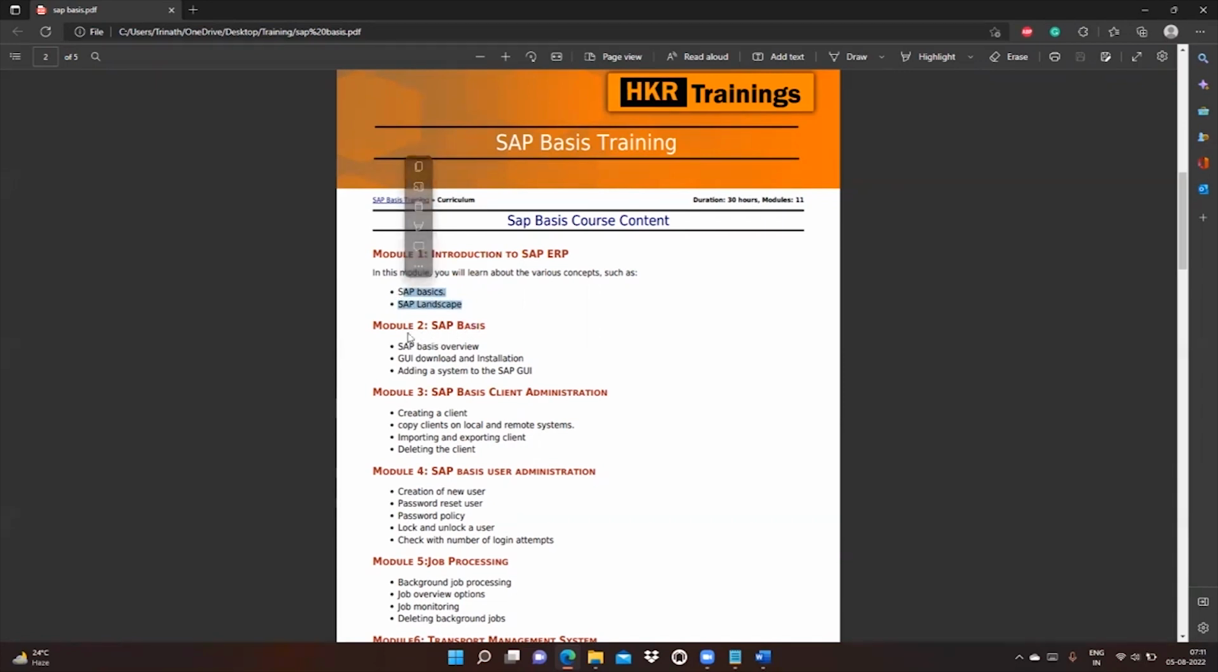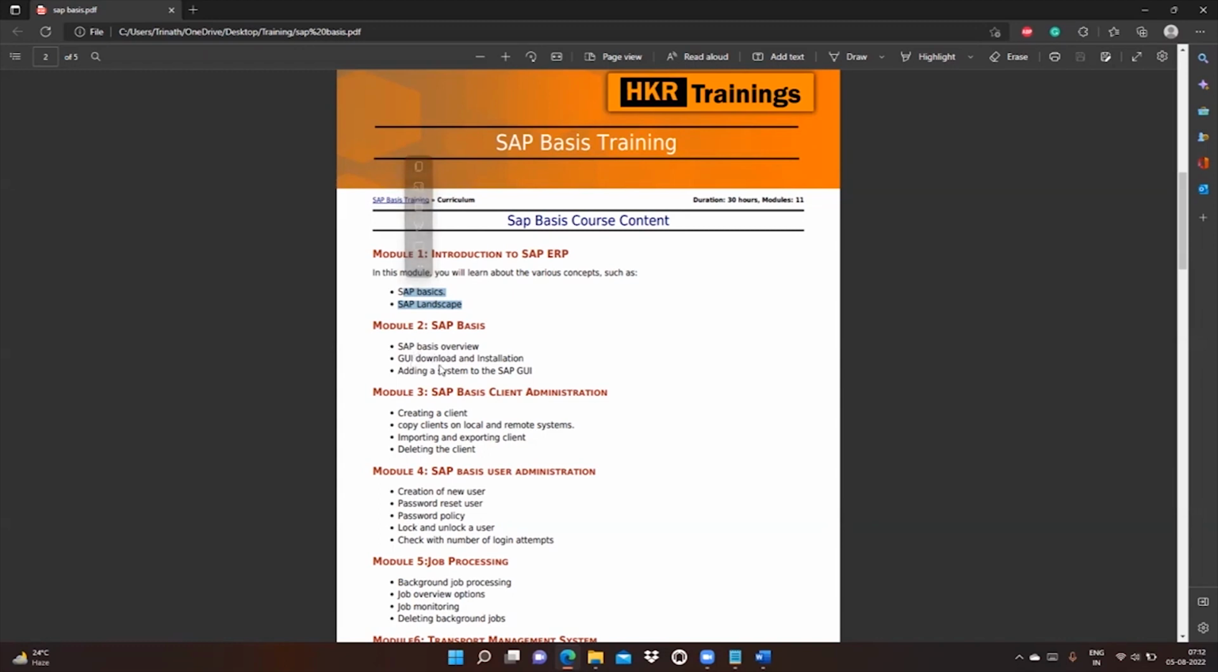And the second module is related to SAP Basis overview. Initially we were discussing SAP basics, and now we will be discussing SAP Basis itself, the Basis overview. That means basics related to SAP Basis.